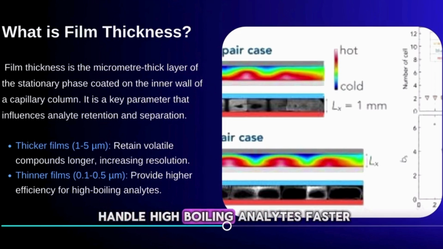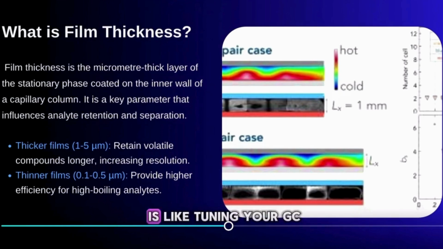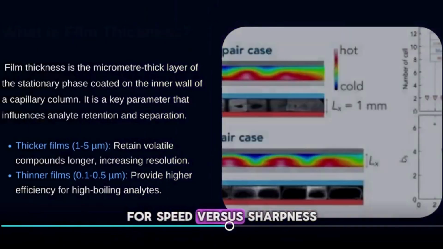Thinner films handle high-boiling analytes faster and with greater efficiency. Choosing the right thickness is like tuning your GC for speed versus sharpness.